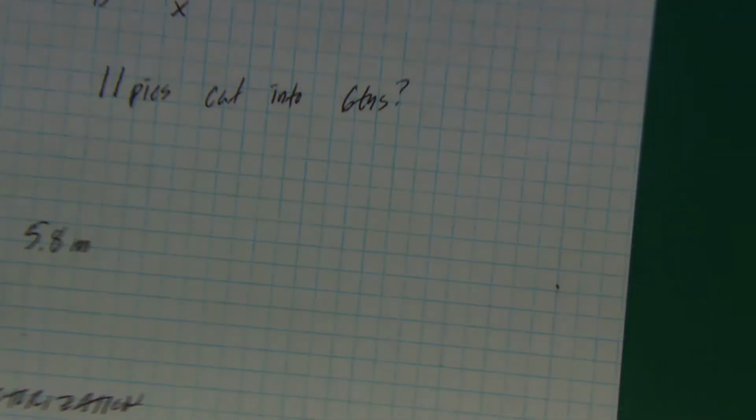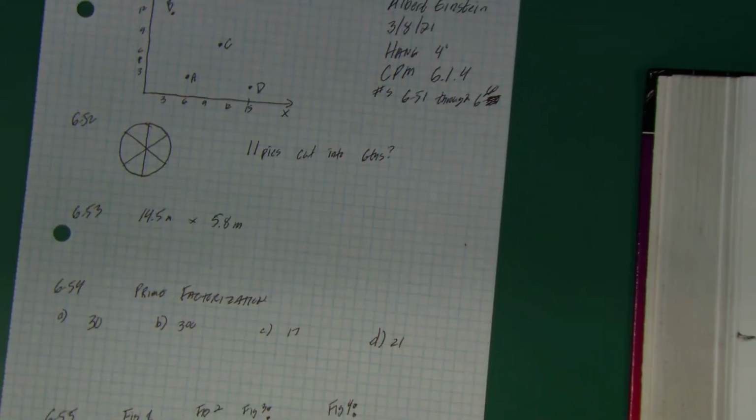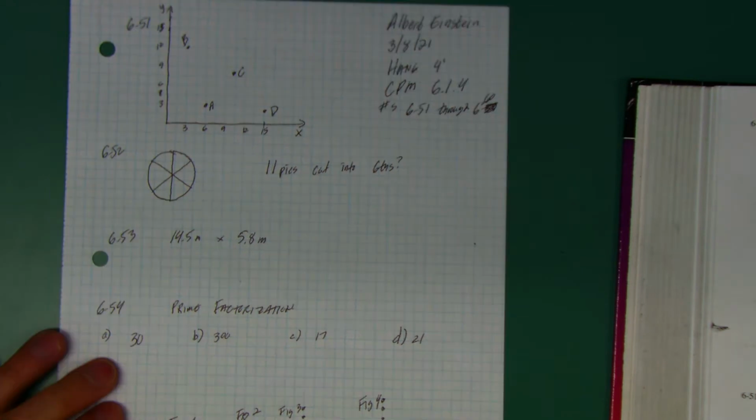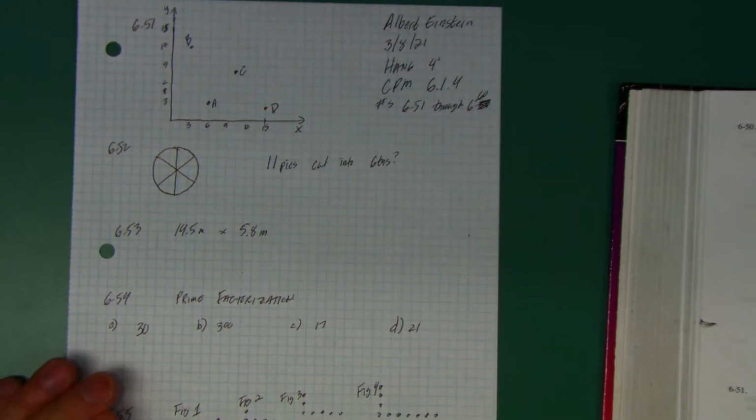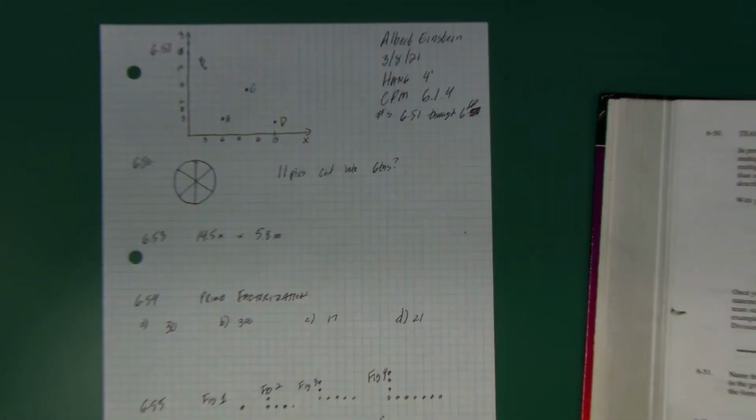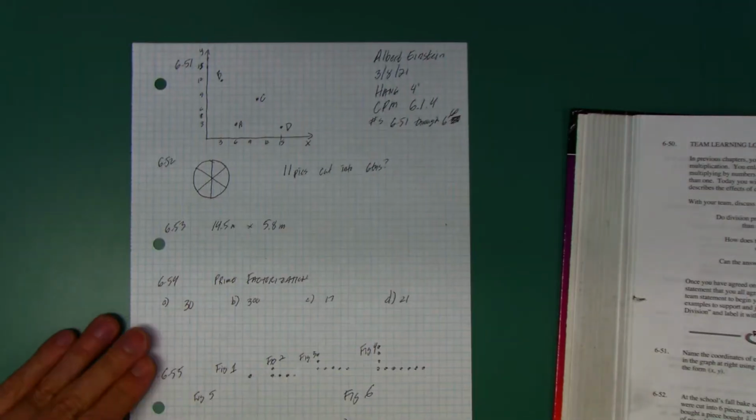Hey, everybody. Let's zoom out here so you can see the paper. We're going to start the assignment out of the book for CPM Chapter 6, Lesson 1.4. So Chapter 6, 6.1.4 out of the CPM book.